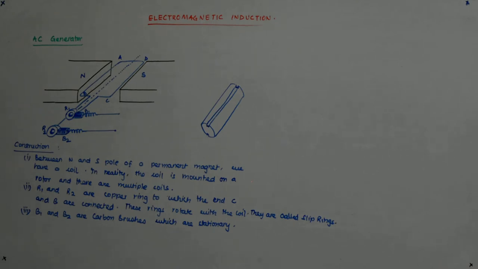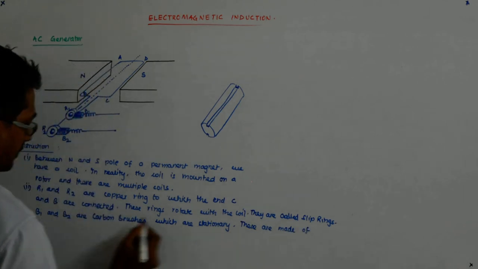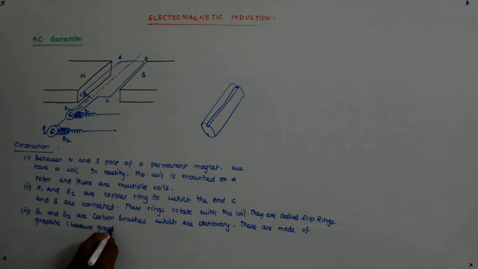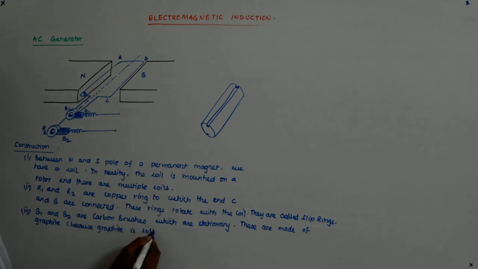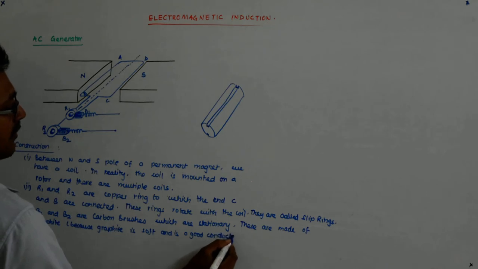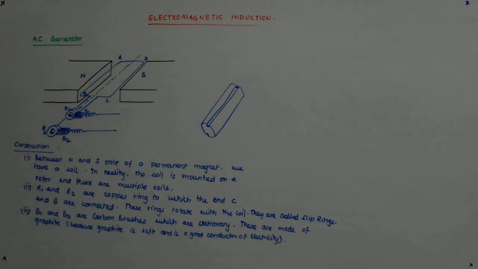Right. Now, these brushes are made up of graphite. Why graphite? Because graphite is soft, that is one, but most important, it is a good conductor of electricity, right? Do we get the point? So it's a good conductor of electricity. Okay.